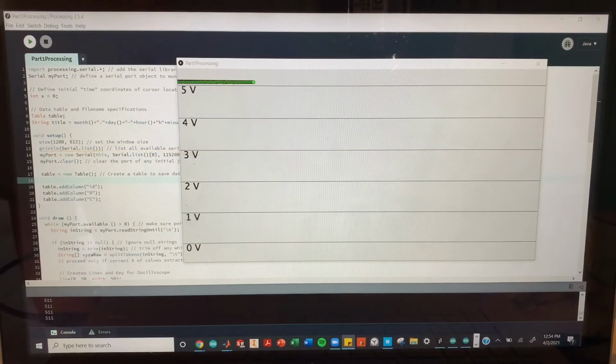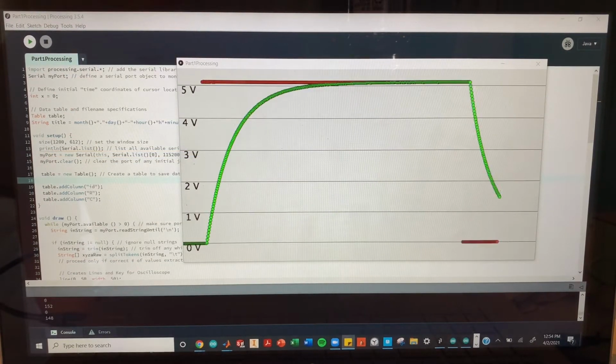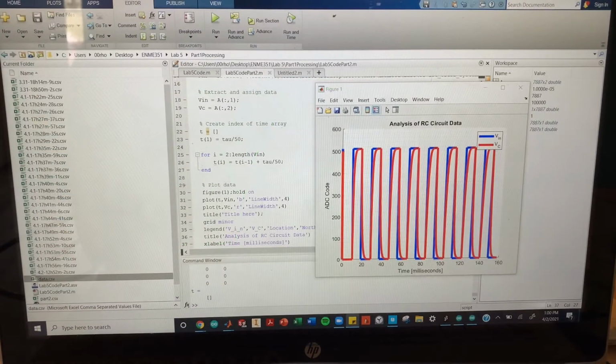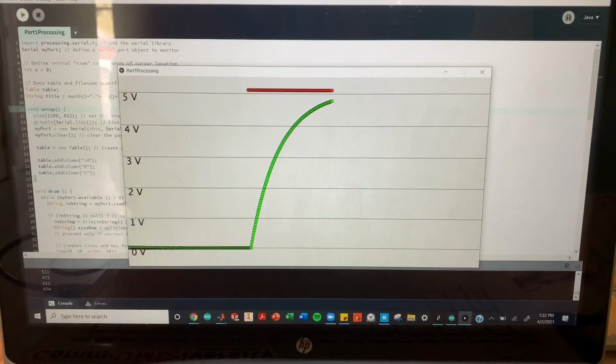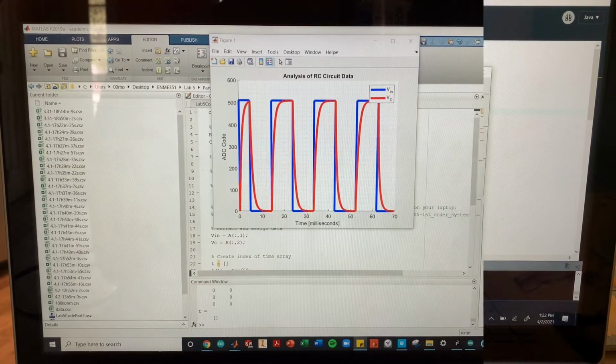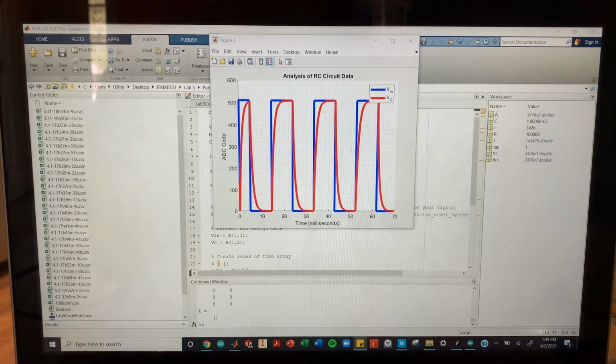This is what my oscilloscope looks like for the 10 kiloohm resistor. This is what my MATLAB plot looked like for the 10 kiloohm resistor. This is my oscilloscope for the 100 kiloohm resistor. Here is the MATLAB plot for the 100 kiloohm resistor.